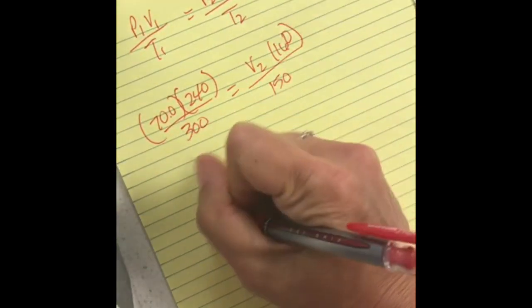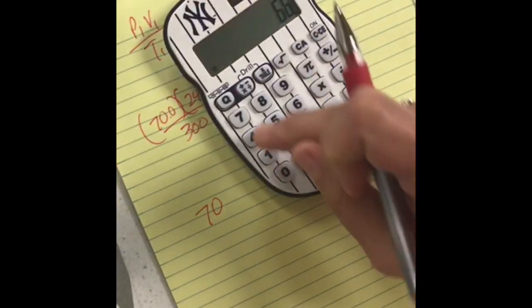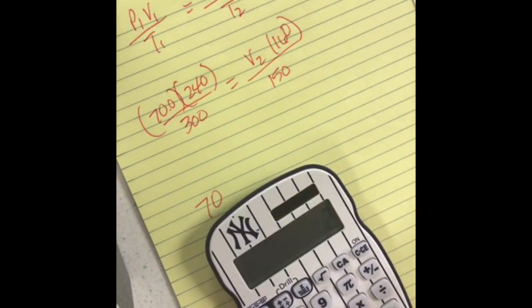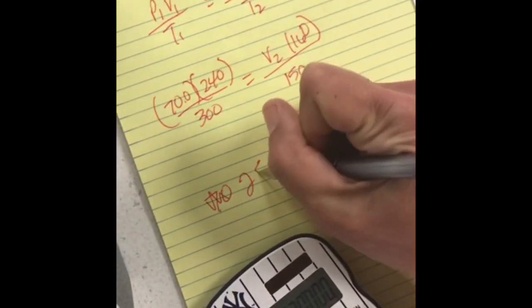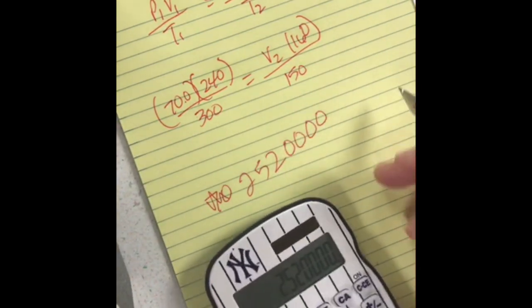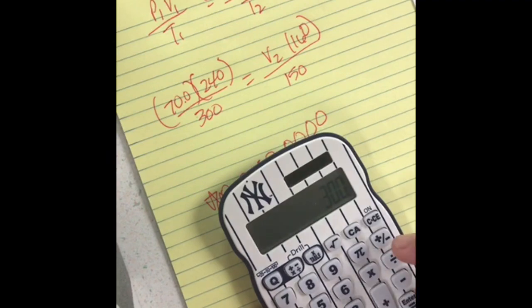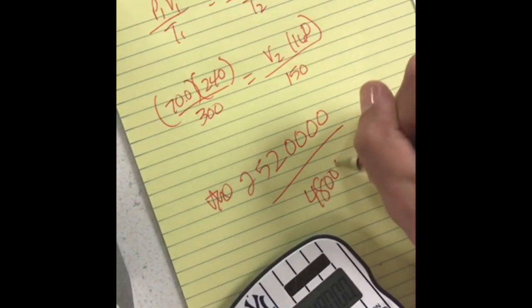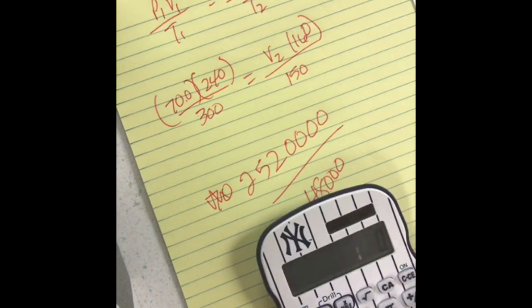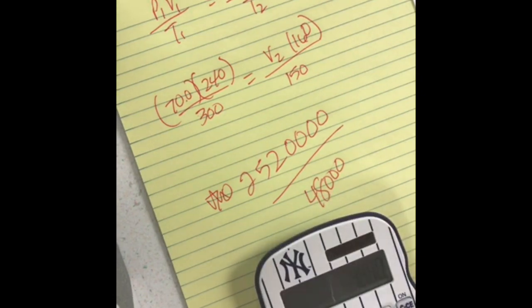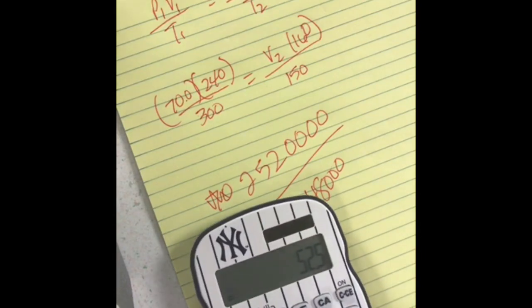Now I want to cross multiply. 70 times 240 times 150 equals 2,520,000. Then 300 times 160 equals 48,000. Now I punch in 2,520,000 divided by 48,000 equals. I got 52.5. So then I go over here, 52.5.